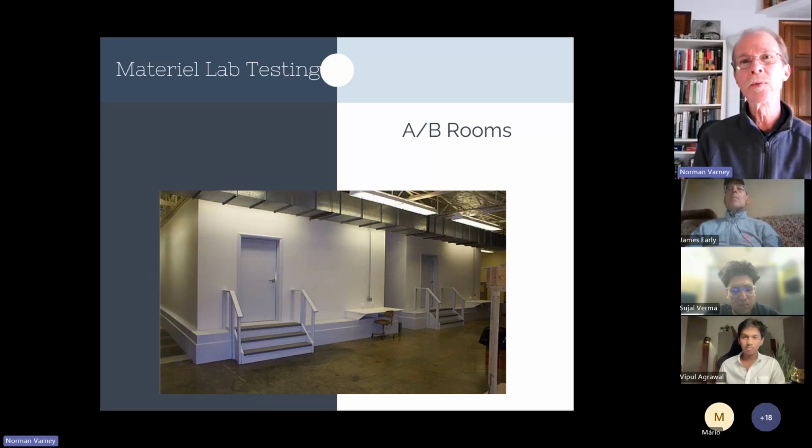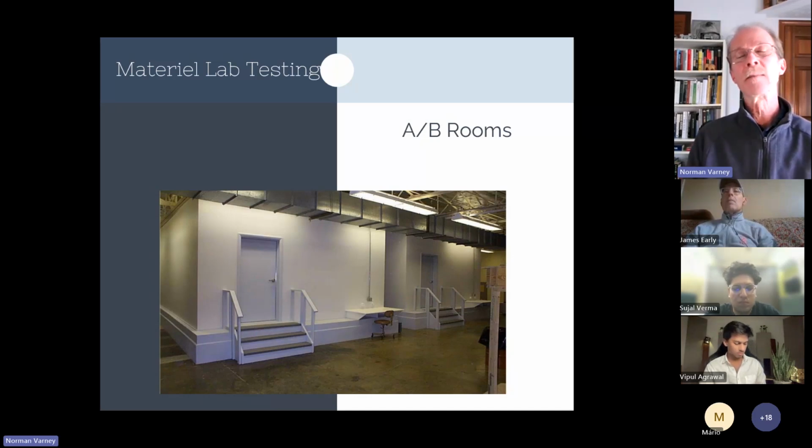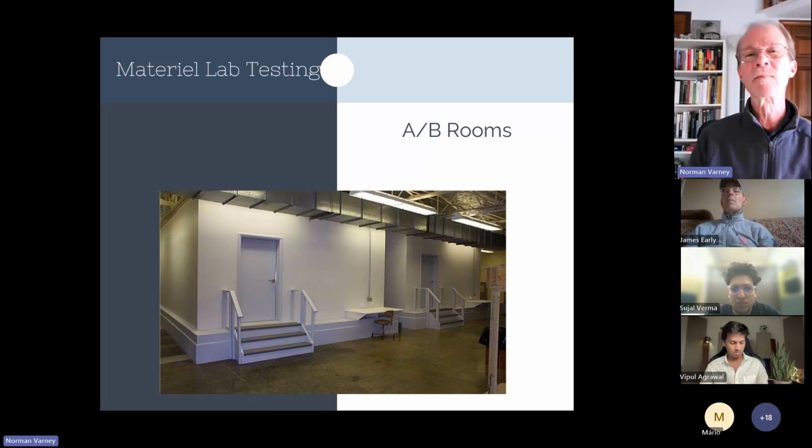And so I built two rooms. I call them AB rooms because one is after treatment and one is before. I built them so that noise control wasn't going to play into it, and room modes were distributed pretty evenly. Other than that, they're typical. The construction's typical, the furnishings are typical, and they're set up exactly identically.